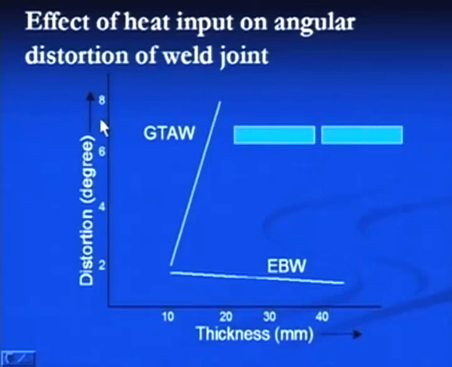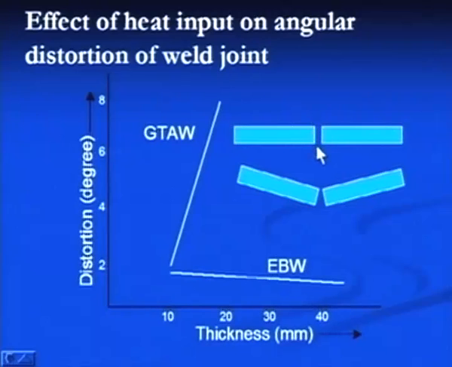angular distortion, and that angular distortion could be understood easily from this schematic diagram. Here it is required that after welding, both these plates will remain in line, and here the joint is produced. But sometimes what happens is that the heat due to the weld thermal cycle encountered by the base metals during welding causes angular distortion, and because of that the two plates bend about the weld center line. But this angular distortion effect is less in case of a high energy density welding process like electron beam welding, and it is more in case of the gas tungsten arc welding process.